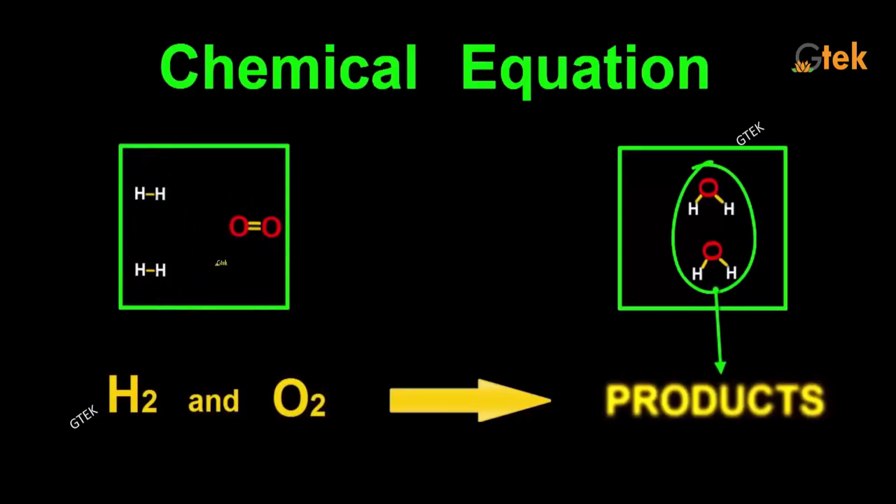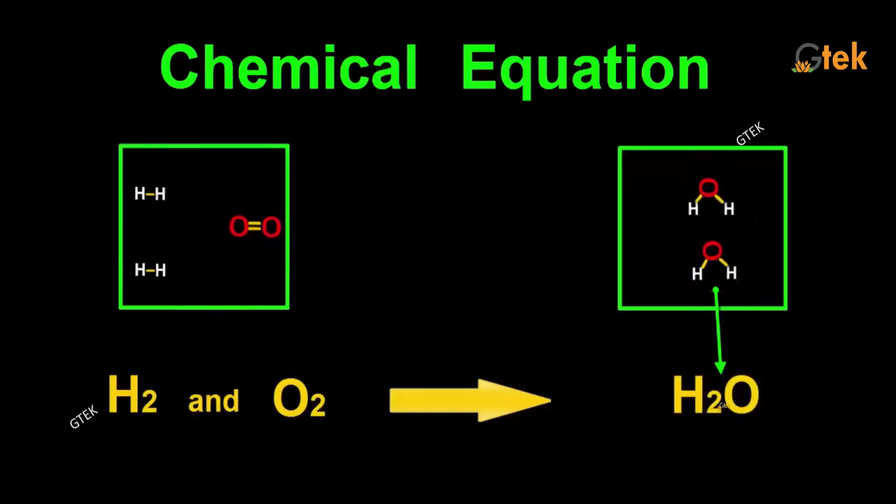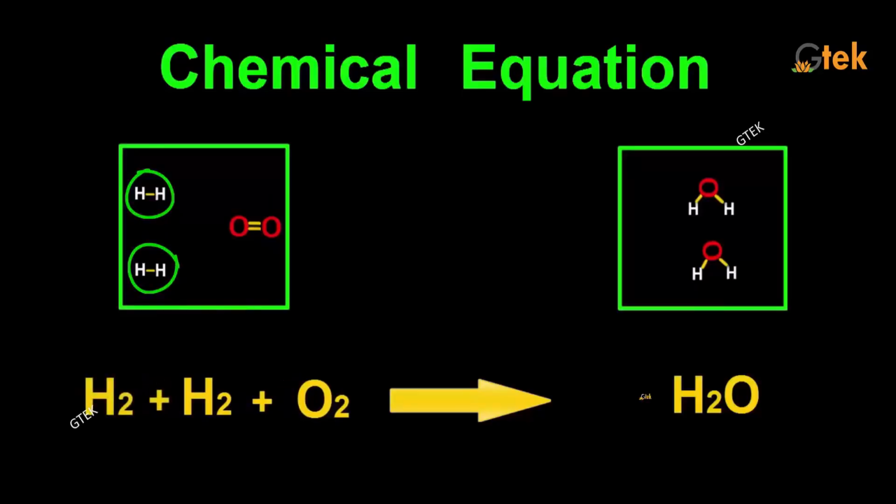So H2 and oxygen O2 becomes H2O. But the thing is, we don't have a balanced equation because O2 is here but O is here. So we need to balance the equation. H2 plus O2 becomes H2O, but still we don't have a balanced equation. Since we have 2 hydrogen and 2 oxygen on the left, we need 2 water.